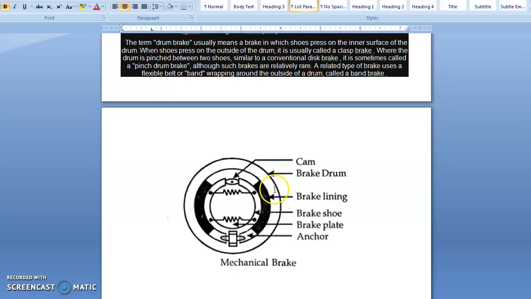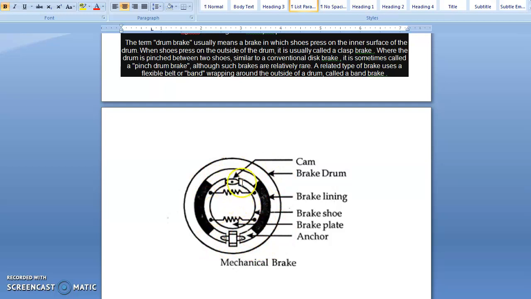Reversely, when the driver releases the brake pedal, the cam rotates to its original position, and due to the force of the spring, both the brake shoes along with the brake lining return to their original position, providing a gap between the brake lining and the brake drum, thereby releasing the brakes.